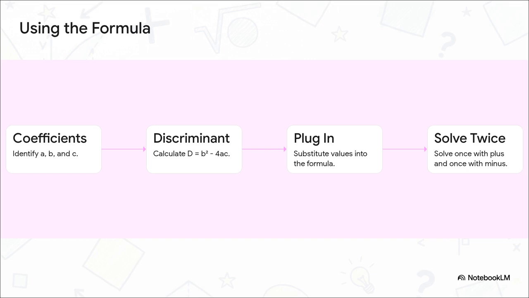Step 1. Identify those a, b, and c coefficients. Step 2. Calculate your discriminant, D, to make sure real roots even exist in the first place. Step 3. Plug your D value along with b and a straight into the formula. And step 4. Because of that plus or minus symbol, you actually split the math. You solve the whole thing once using the plus sign, and then you solve it again using the minus sign. That is exactly how you get those two roots.